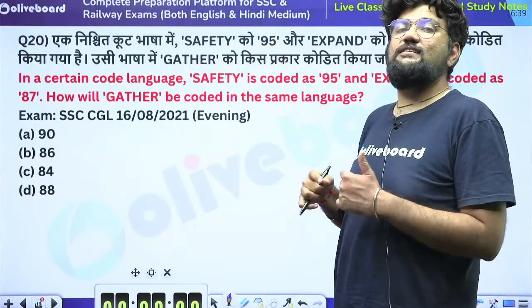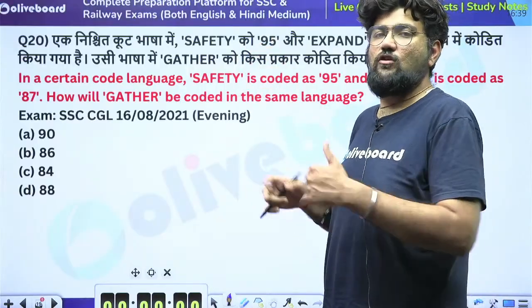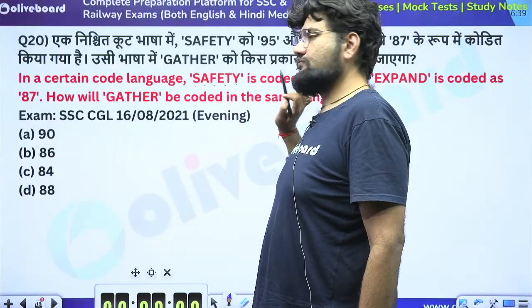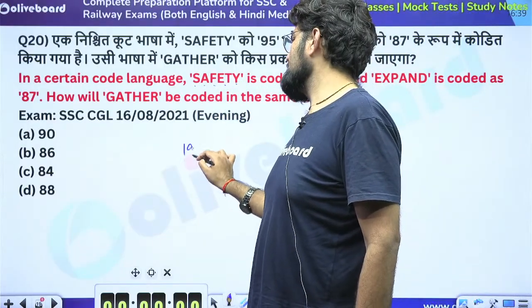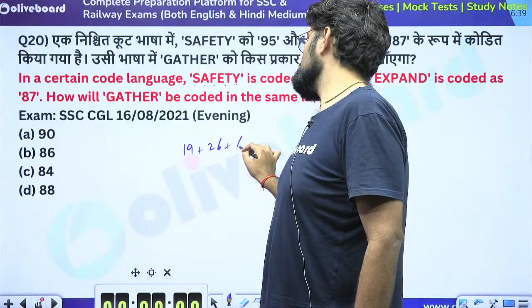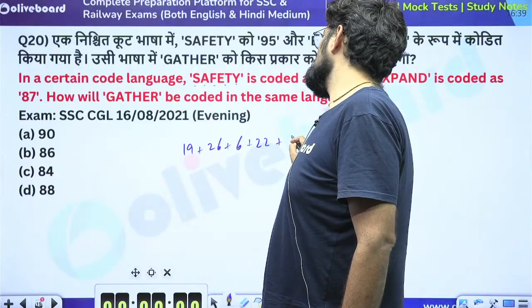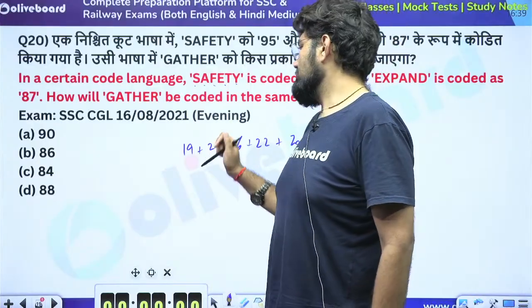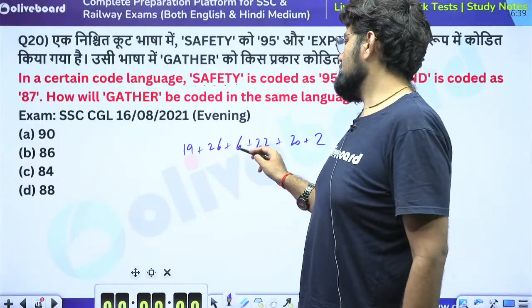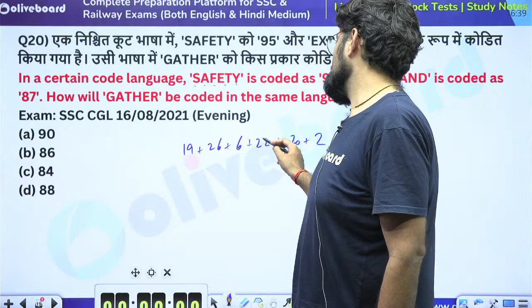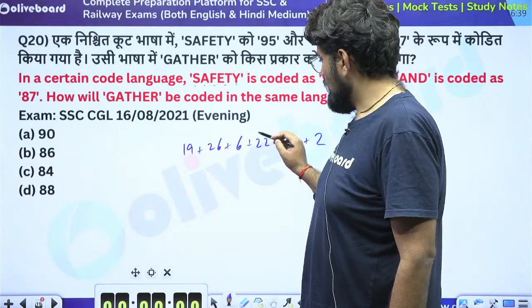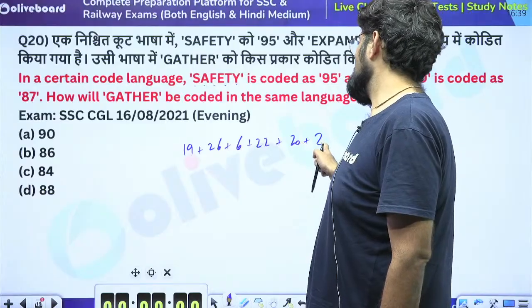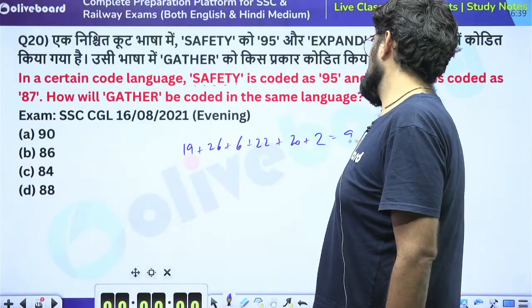Then what you do is you always start alternating. So alternate between vowels, consonants, or just simply first thing is alternating letters. When we do that, we see that 19 plus 26 plus 6 plus 22 plus 20 plus 20 plus 2. Add them. Okay. So 26 plus 6 is 32. 32 plus 22 is 54. 54 plus 20, 74. 76, 19, 95.